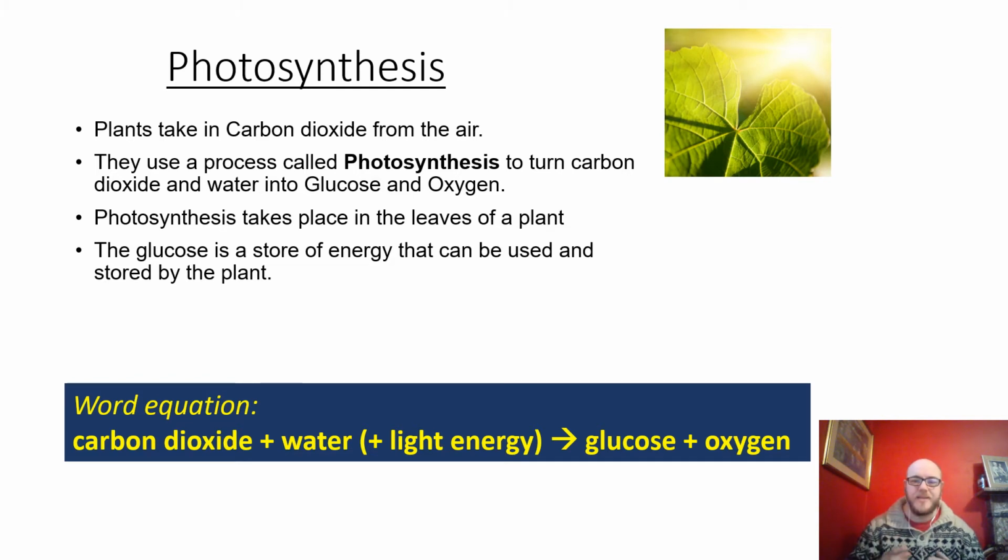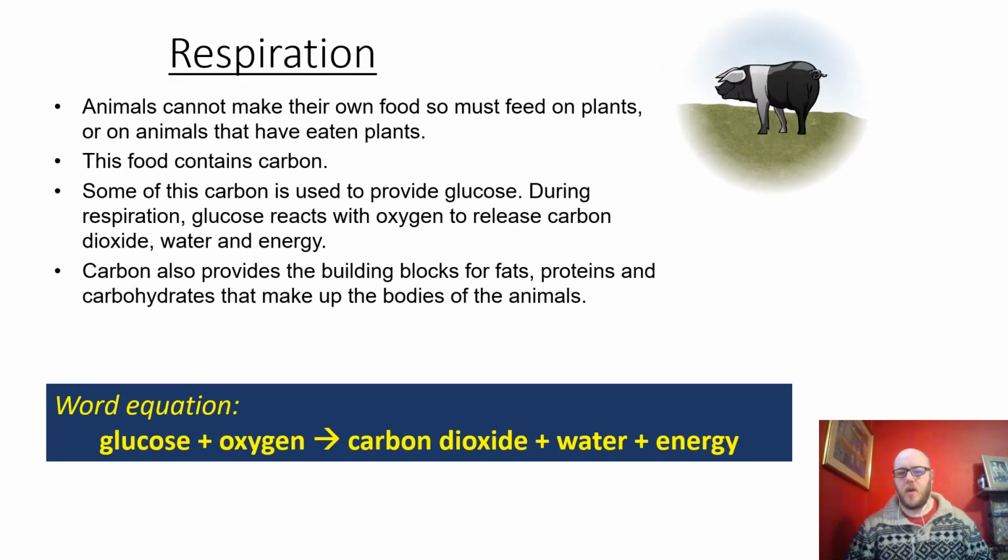Now here is an equation. Carbon dioxide plus water plus light energy gives glucose and oxygen. Okay, so the glucose becomes its food and the oxygen goes off into the atmosphere to help us breathe. So here, carbon dioxide is being taken in from the surrounding atmosphere, and then it's being turned into glucose. And so that's what's happening to it. And this is happening in the leaves of the plant.